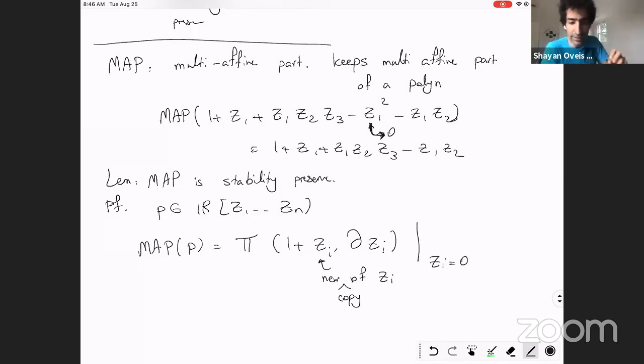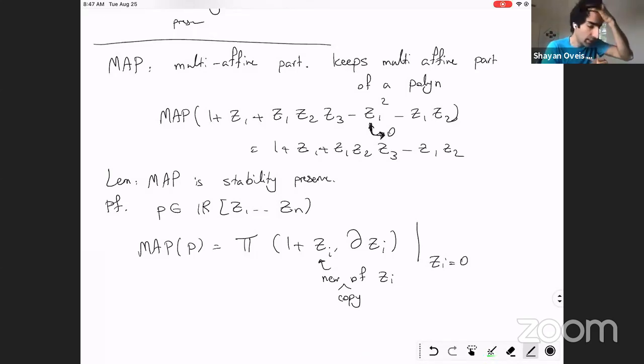So what does this operator do? Whenever it acts on a monomial, if the degree of zi in that monomial is not equal to 1, is more than 1, this operator maps that monomial to 0. Because first you differentiate with zi, you still have one more zi available because the degree of zi is more than 1. And then when you set it to 0, that monomial will map to 0. If you apply it to a monomial which has no zi, it doesn't do anything.